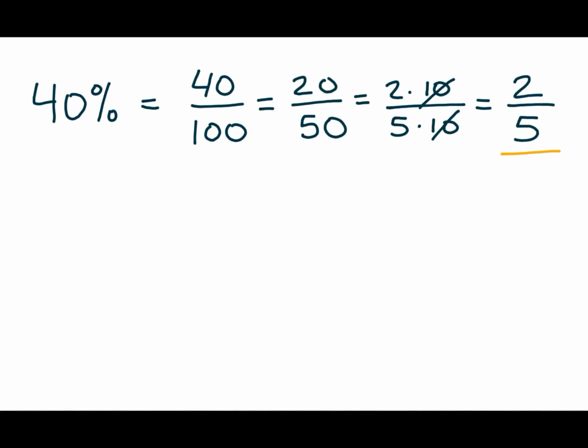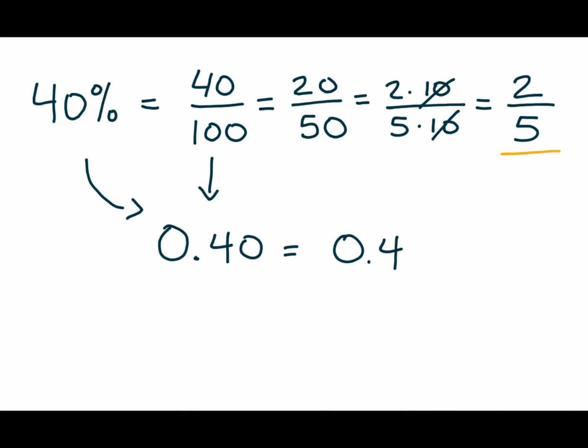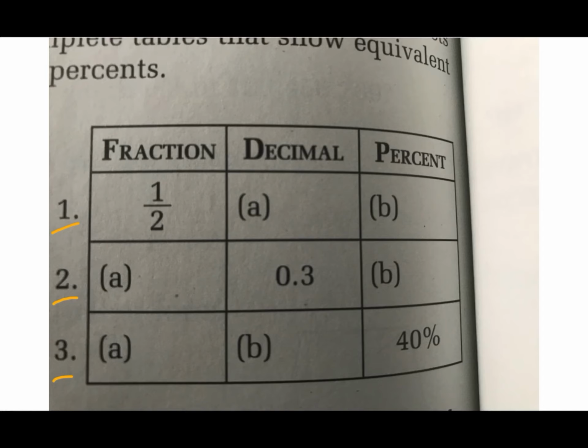Now, what is that as a decimal? Well, it is 40 hundredths. So it's 0.40 or 0.4. So let's go back and fill in our chart. 1/2 as a decimal is the same as 0.5, and 40% is the same as 0.4.